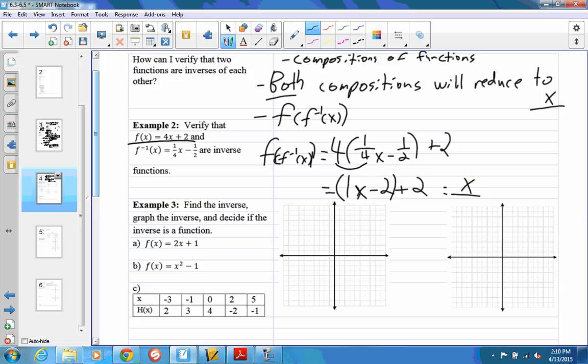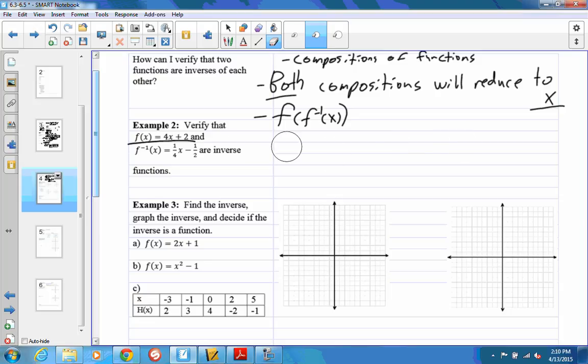So that first composition reduced to x, right? So that's good. The other one has to also reduce to x. So guys, I'm halfway done. So I know that my first one reduces to x. So let's get the second one here.